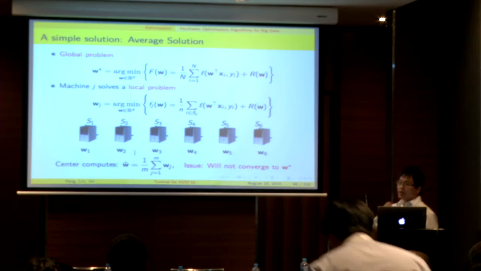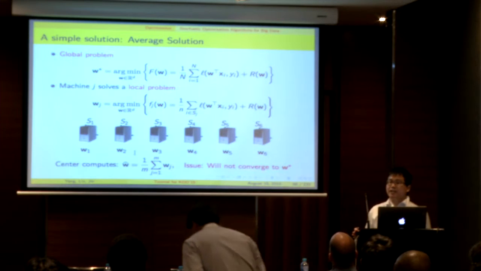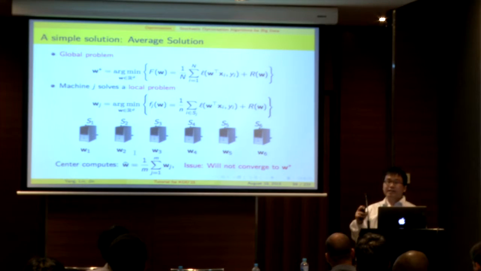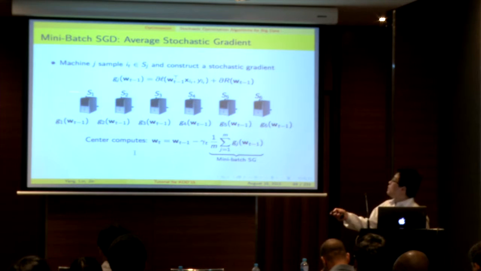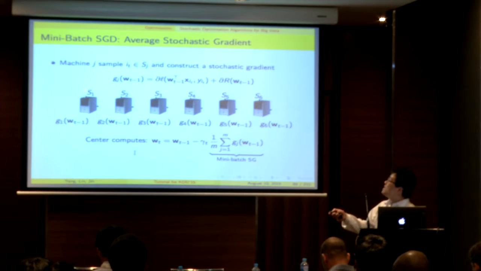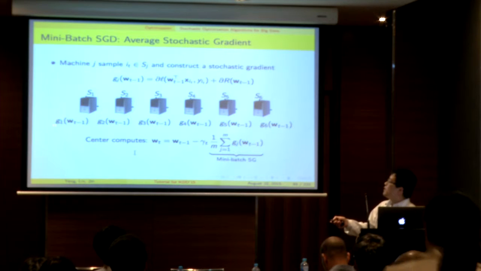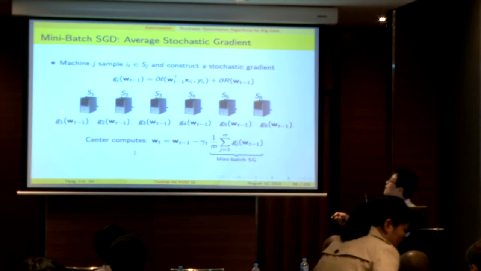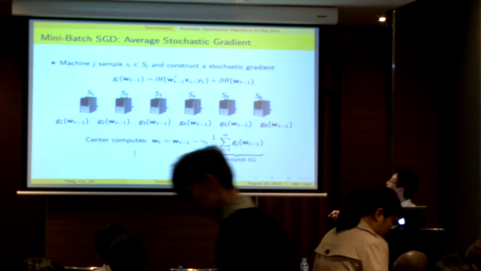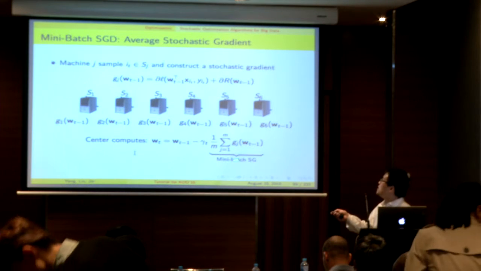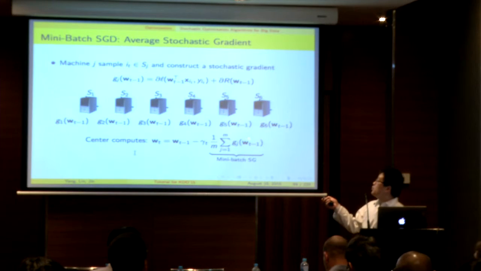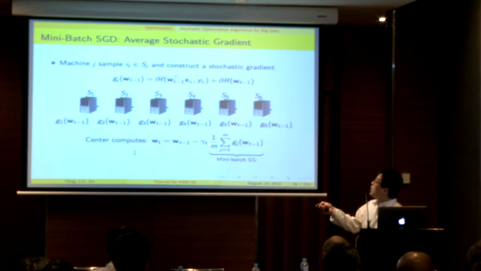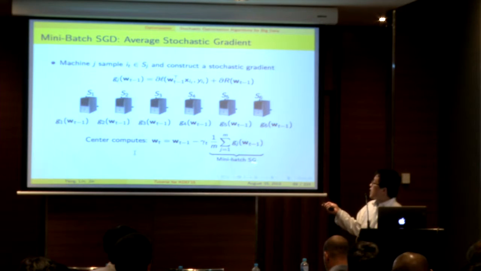So the conclusion is that what we should average is not the parameter W. Instead, what we should average is the gradient. You let each machine sample a data point within its data set and calculate the corresponding stochastic gradient at the same point, W_{t-1}. Averaging them, you get a so-called mini-batch stochastic gradient. Doing mini-batch helps to reduce the noise in the gradient. So you update the current solution along this mini-batch stochastic gradient.